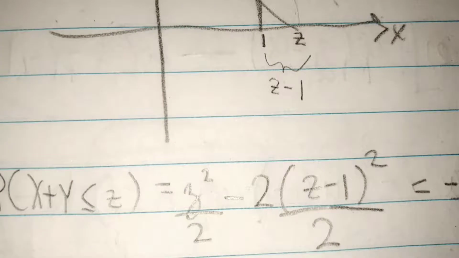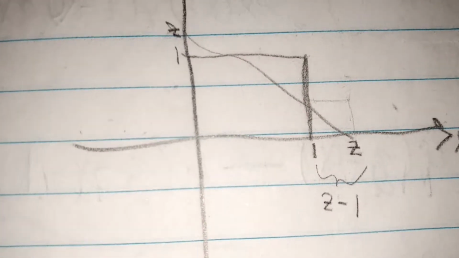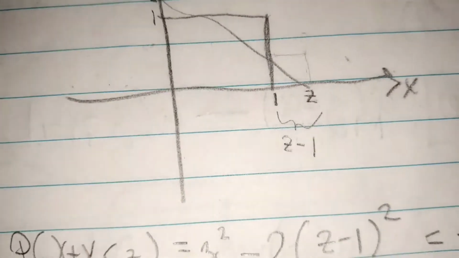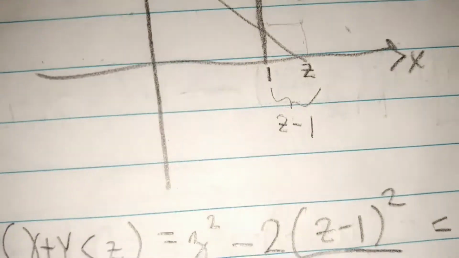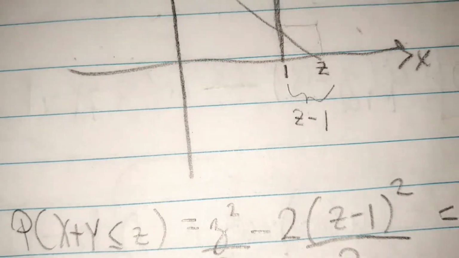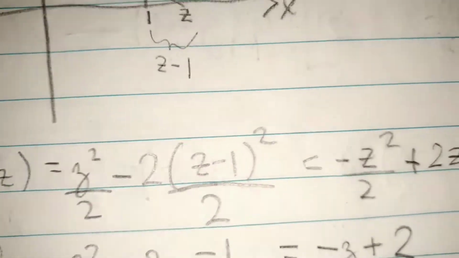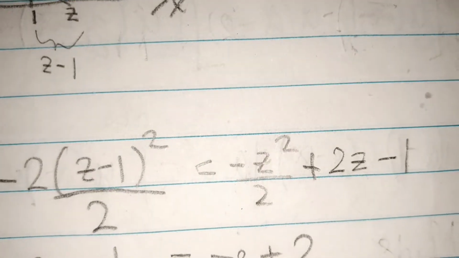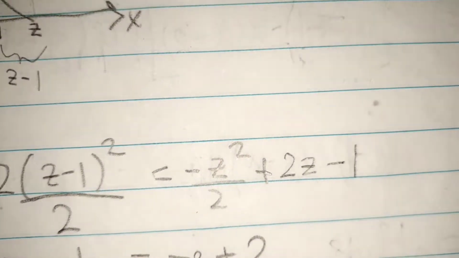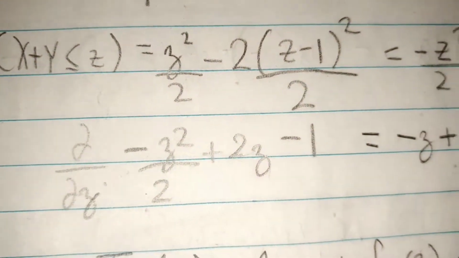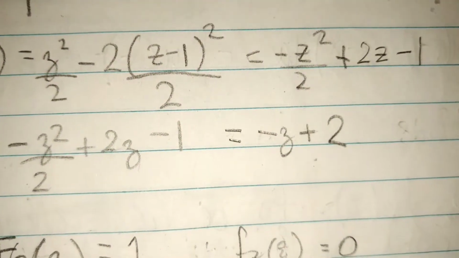But this time, what we can do is take the whole area, which would be z squared over 2, and subtract the small triangles. That's 2 of them, because we're taking both triangles, so it's going to be 2 times (z minus 1) squared over 2. And then when you simplify it, that's equal to negative z squared over 2 plus 2z minus 1. And then we take the derivative of that, and that's equal to negative z plus 2.